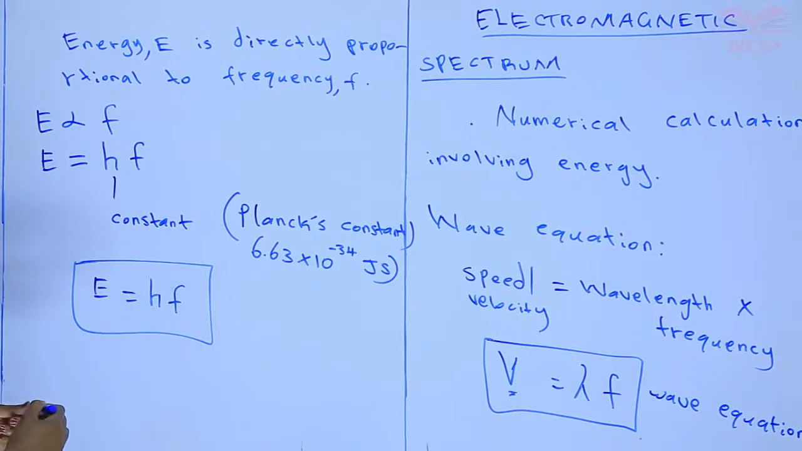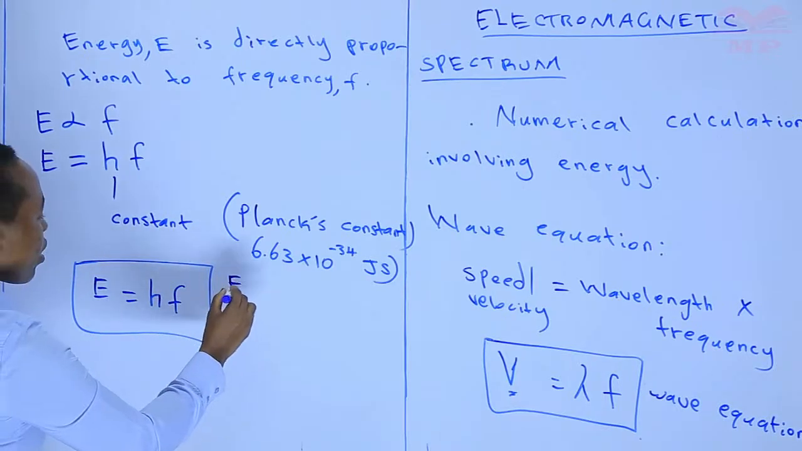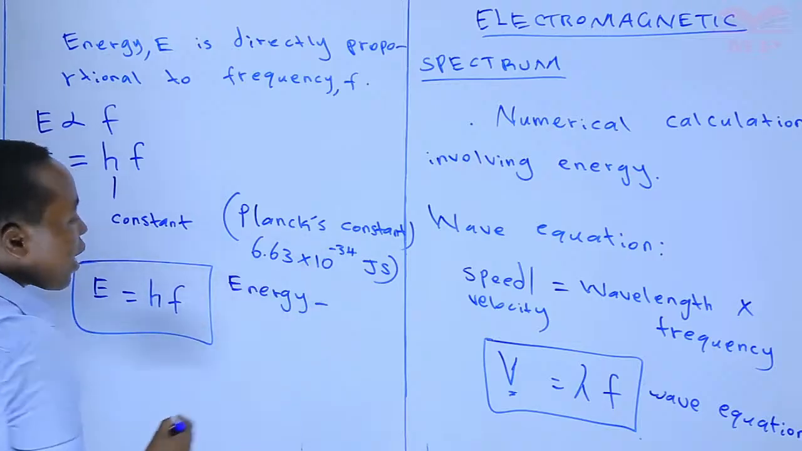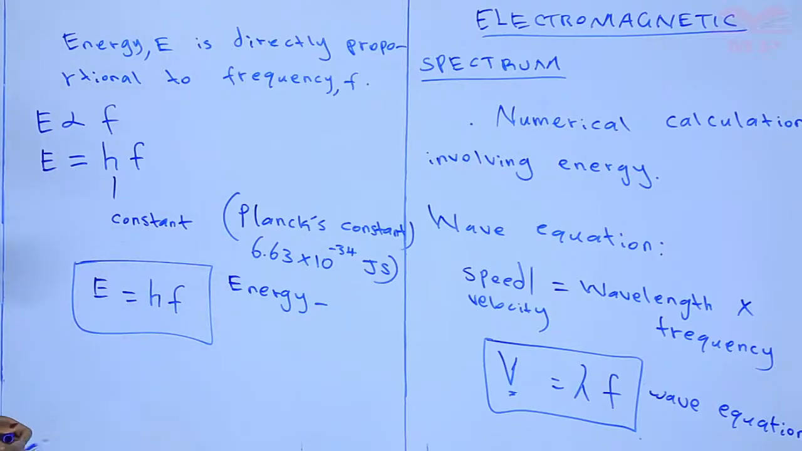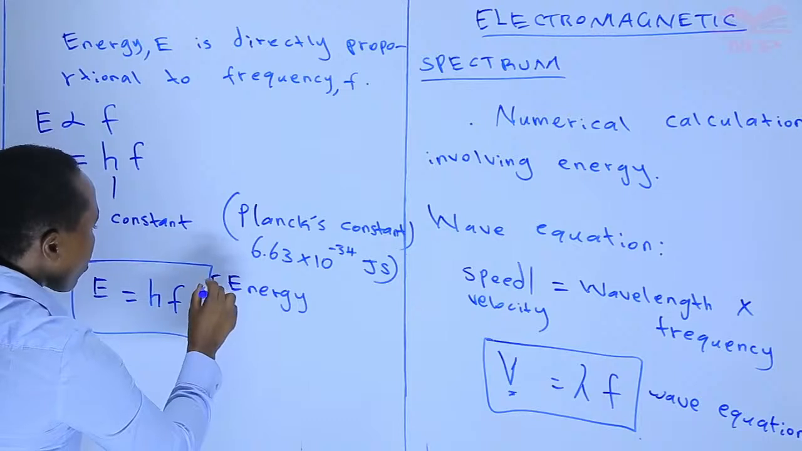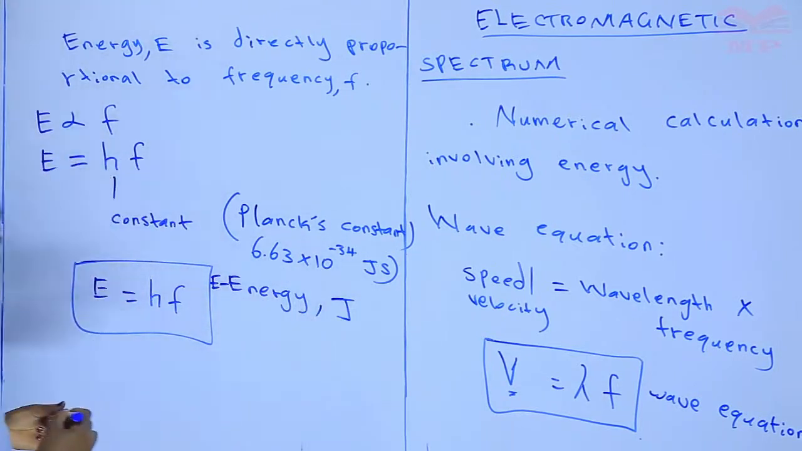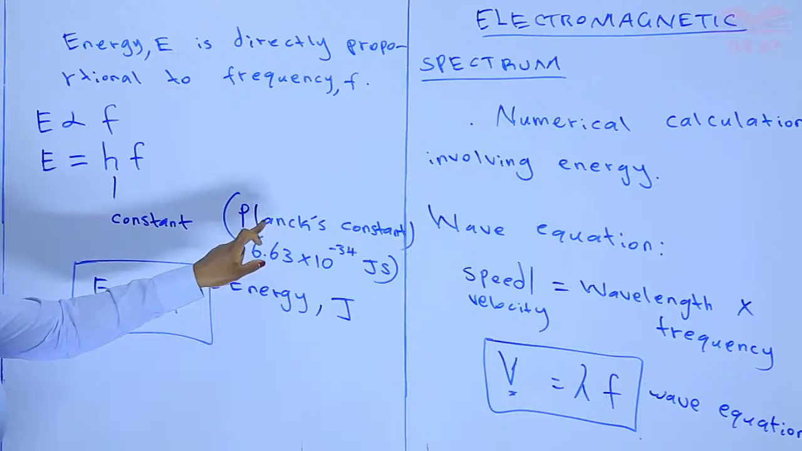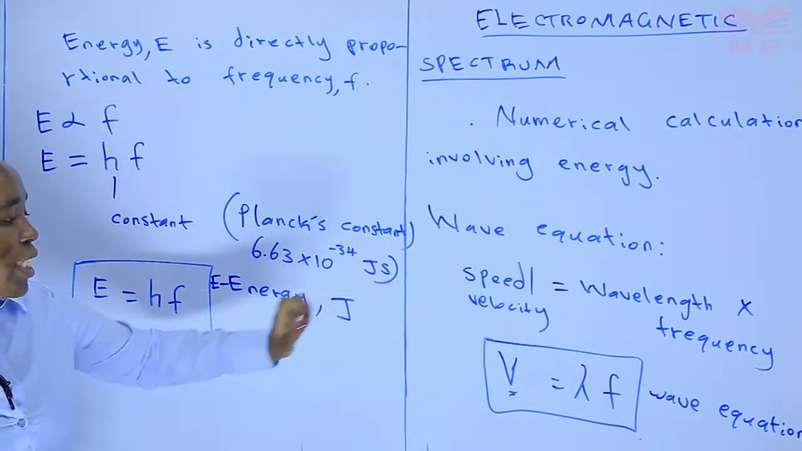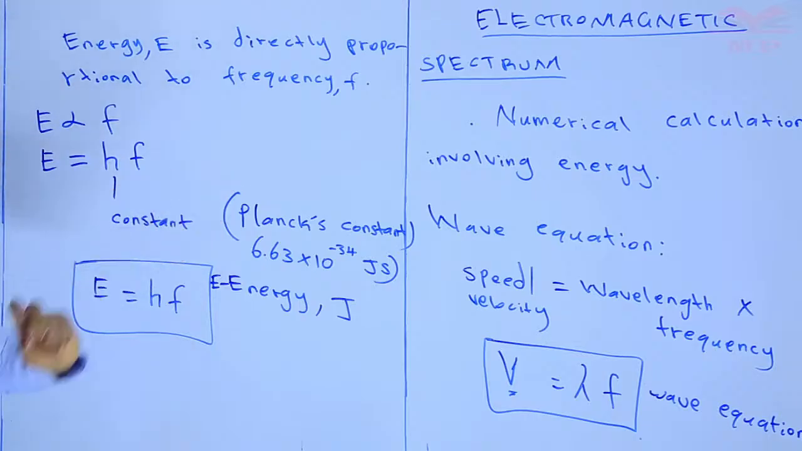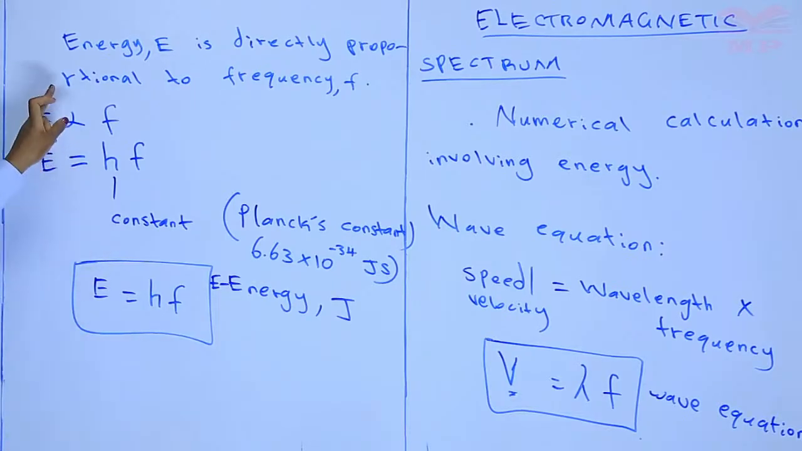So this is another formula that you need to note, where E is the energy, and energy is in joules. Those are the units for energy. H, we have seen, is the Planck's constant in joules second. And F, from our earlier definition, is the frequency in hertz. So this is another formula that we are also going to use, and we have seen we are getting it from energy is directly proportional to frequency.